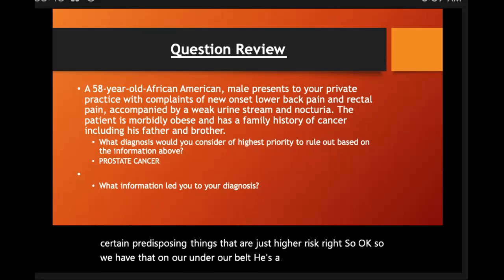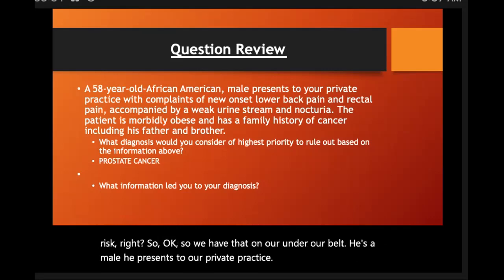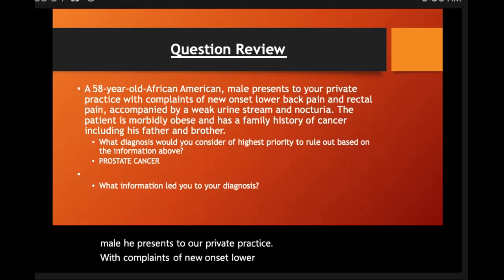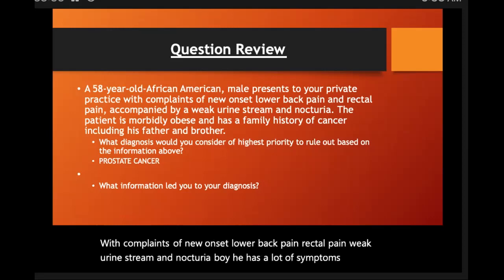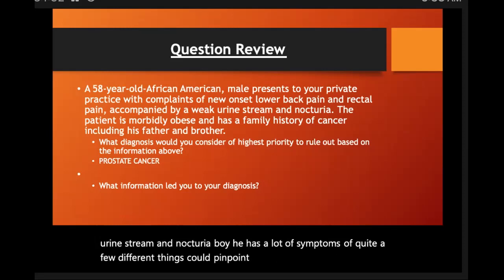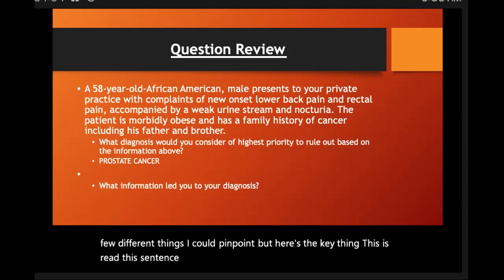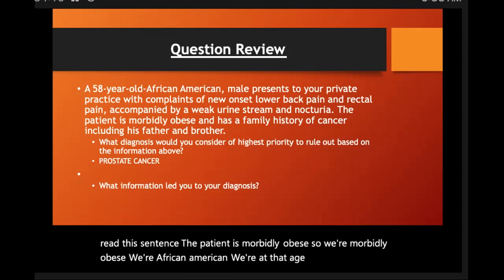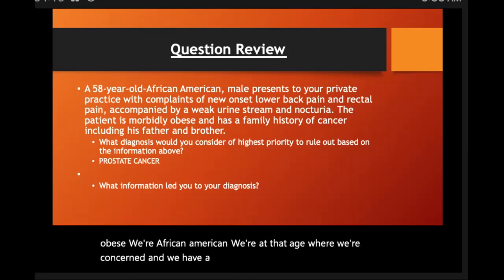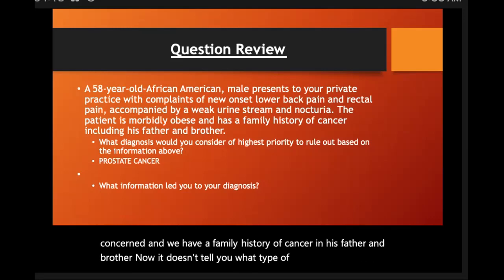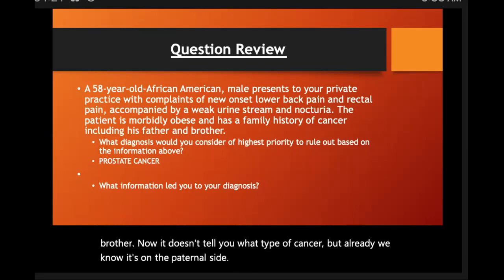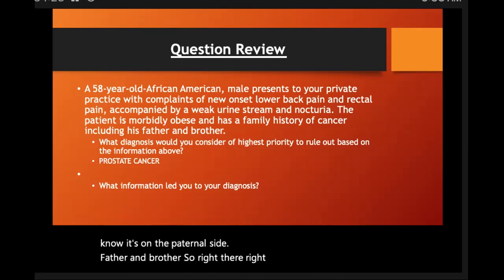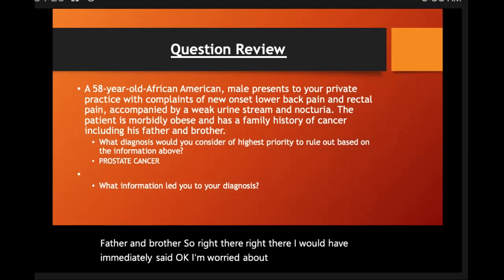He's a male. He presents to our private practice with complaints of new onset lower back pain, rectal pain, weak urine stream, and nocturia. Boy, he has symptoms of quite a few different things I could pinpoint. But here's the key thing. Read this sentence. The patient is morbidly obese. So we're morbidly obese. We're African-American. We're at that age where we're concerned. And we have a family history of cancer in his father and brother. Now, it doesn't tell you what type of cancer, but already we know it's on the paternal side, father and brother. So right there, I would have immediately said, okay, I'm worried about cancer, specifically prostate, okay?